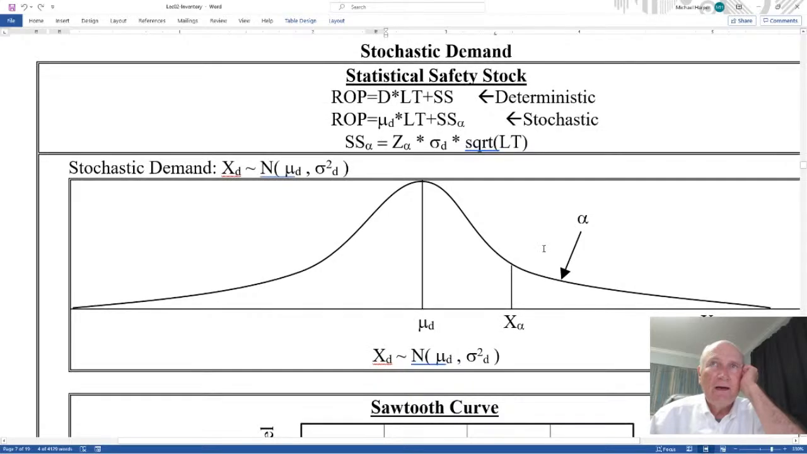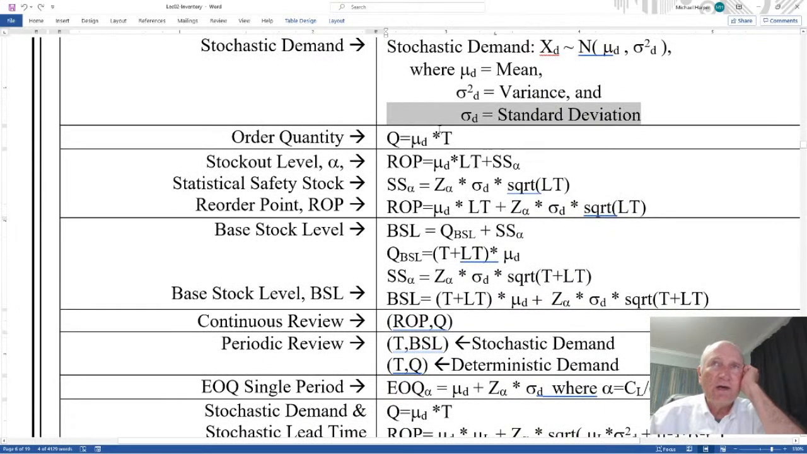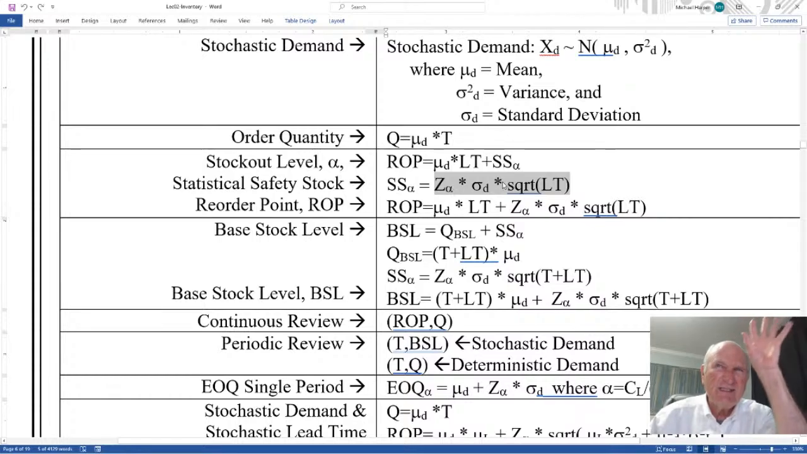Okay, so let's back up. This is kind of like a summary. Order quantity is Q equals dt, but instead of d, I'll take the mean of the distribution. The stock out level, ROP, equals d times the lead time plus safety stock. I'll take the mean of the distribution. So before it was just the constant demand rate, now it's the mean of the demand. But here's where it changes. The safety stock is called statistical safety stock. Here's where we start talking about stock out levels. And we'll talk about the Z, sigma, lead time, and alpha. So this is the summary here.